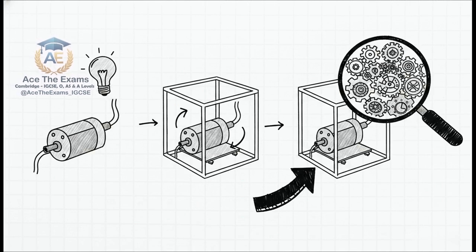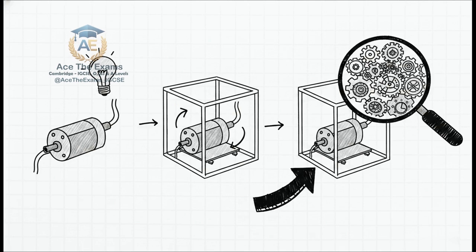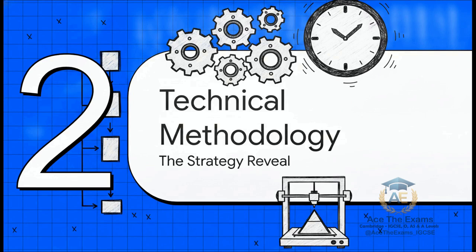You've got to shift your brain from simply recalling information to actively analyzing the given parameters. It is all about logical, structured, and evidence-based reasoning. Remember, the examiner isn't looking for a Wikipedia article. They're looking for a highly targeted analytical response. Which brings us nicely to Section 2, Technical Methodology. This is where we reveal the strategy.